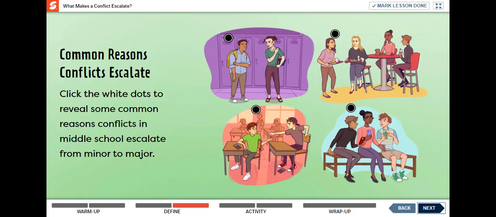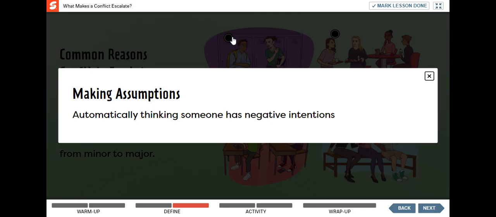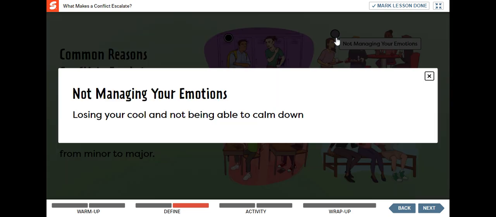There are several reasons conflicts can escalate from minor to major. Let's look at these images to see if we can determine 4 common reasons. Making assumptions: automatically thinking someone has negative intentions. Not managing your emotions: losing your cool and not being able to calm down.